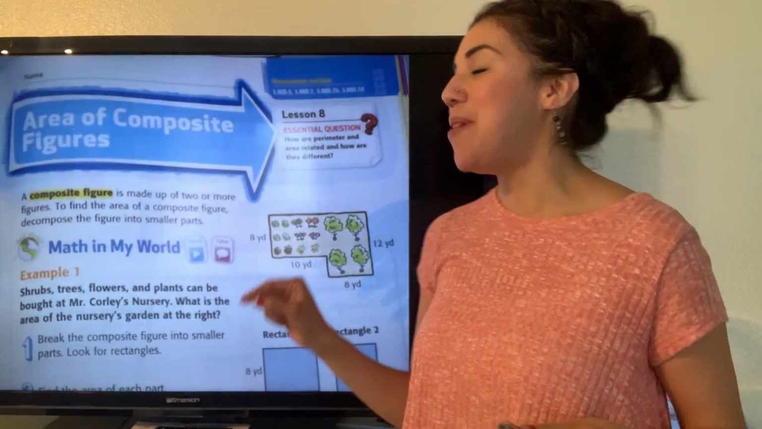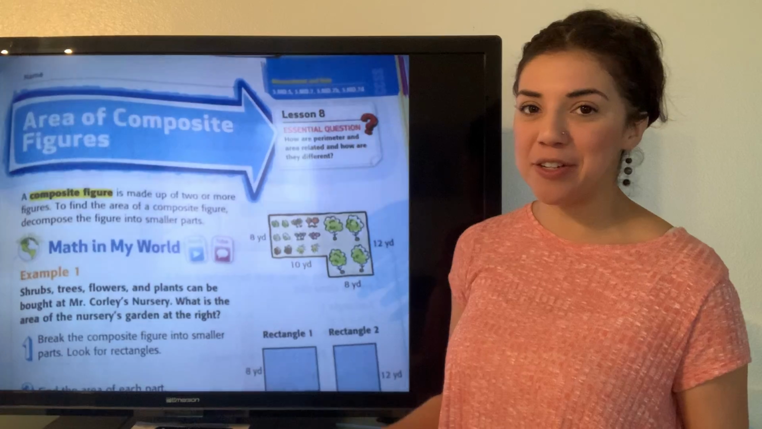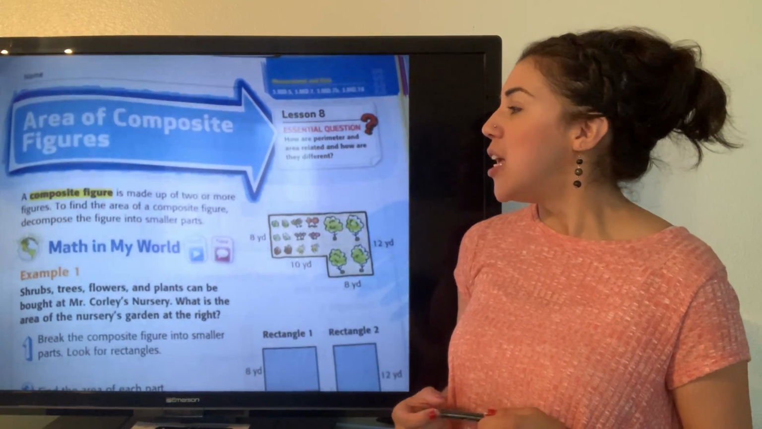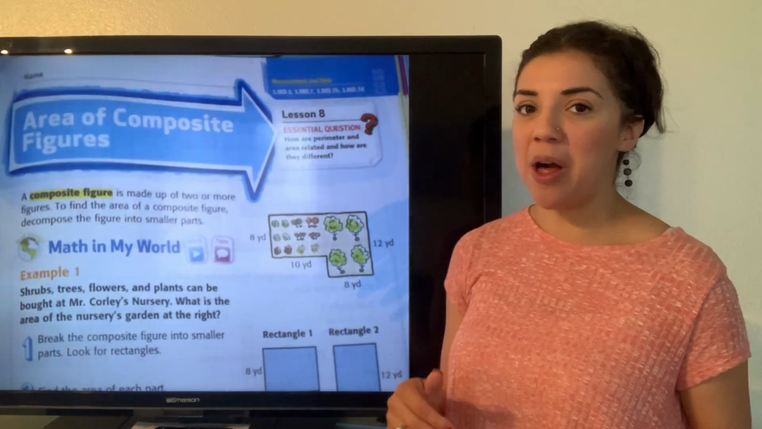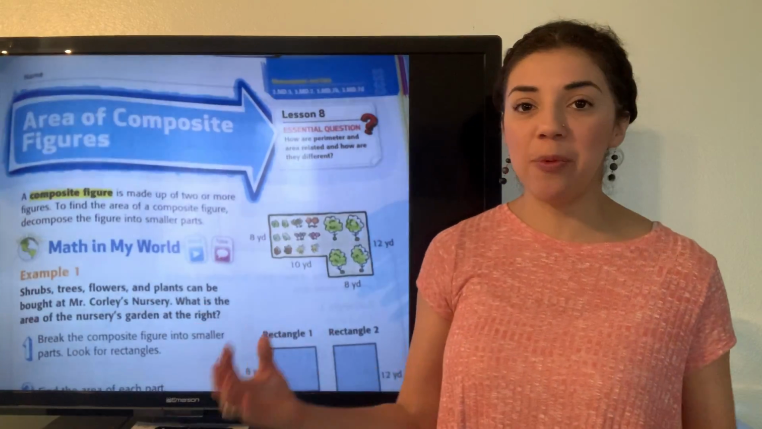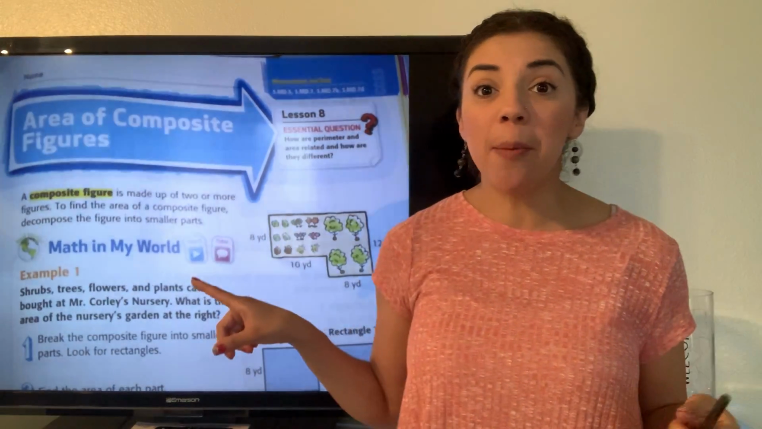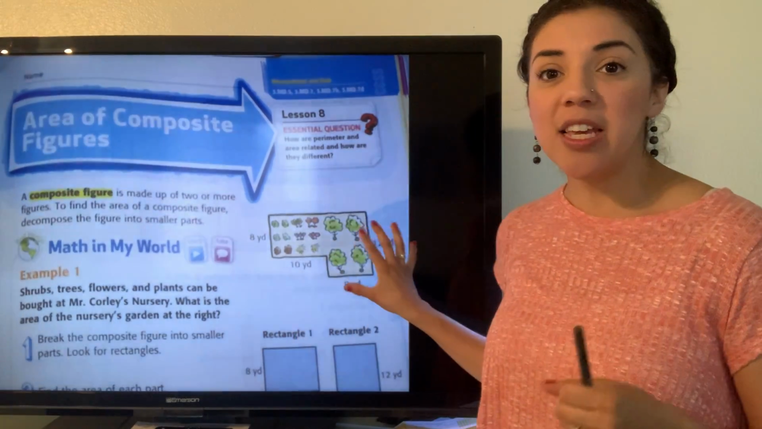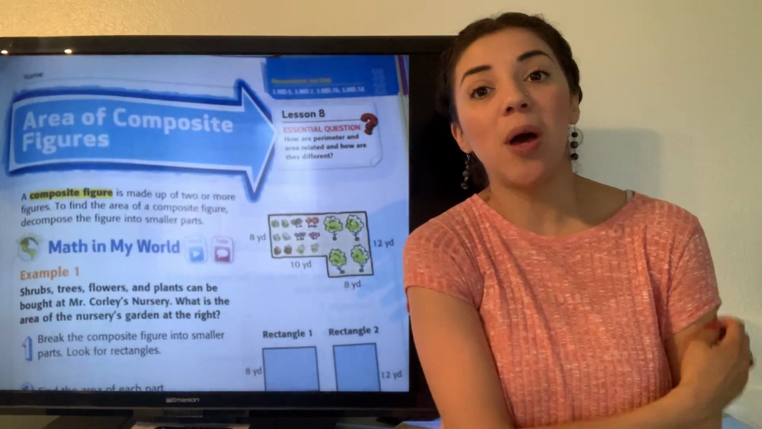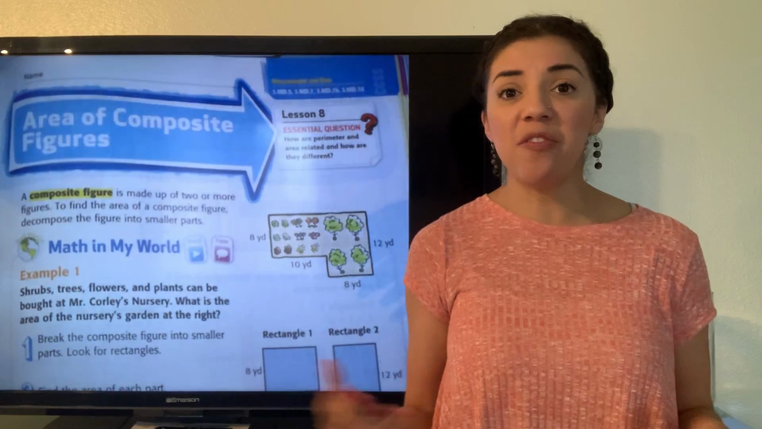Go ahead and read it with me. A composite figure is made up of two or more figures or shapes. To find the area of a composite figure, decompose the figure into smaller parts. Basically what that's saying is, in order to find the area, which we know is the inside of a figure or a shape, we're going to decompose, meaning take apart these shapes to make it easier for us to find the area.